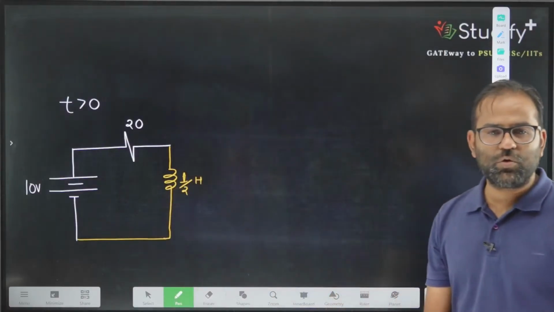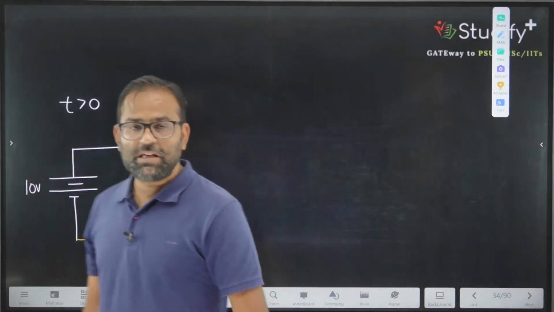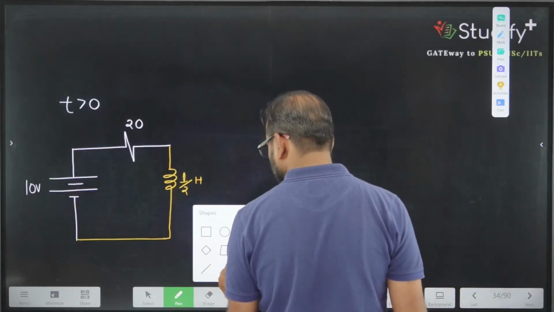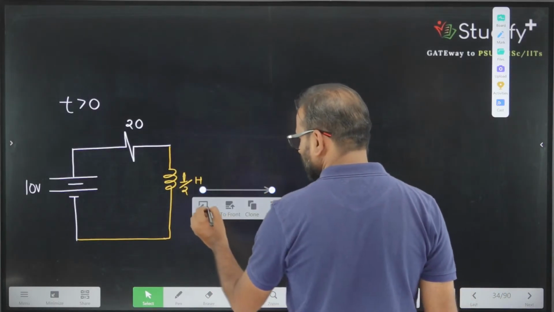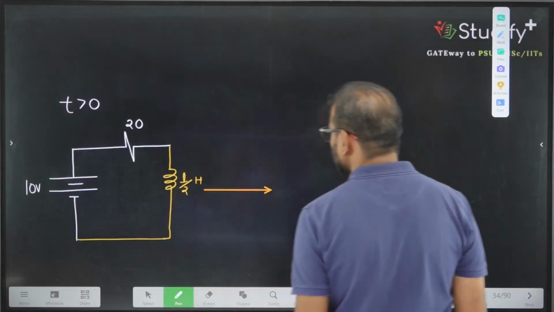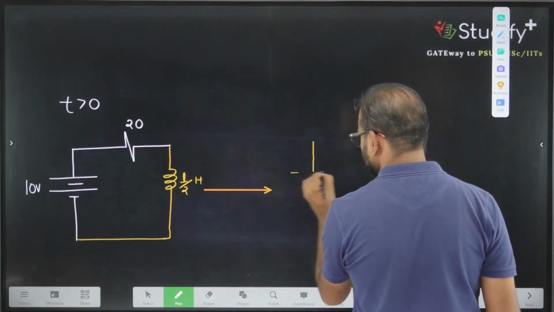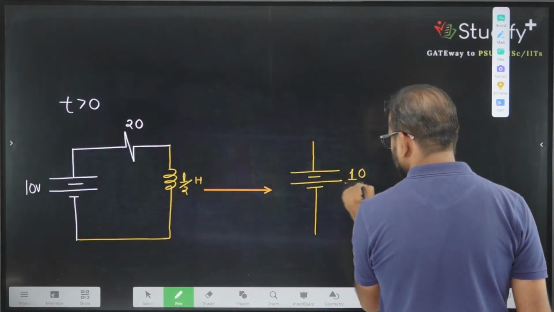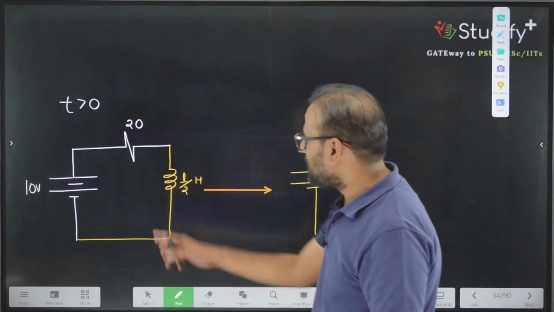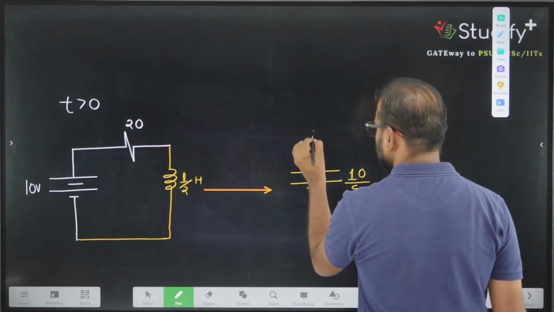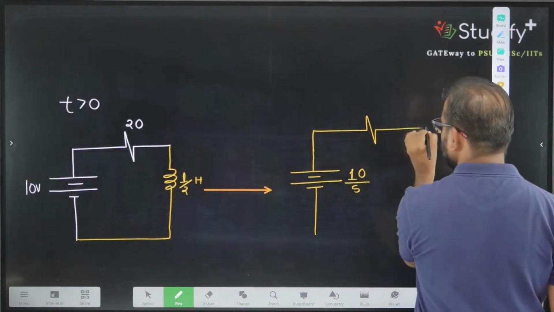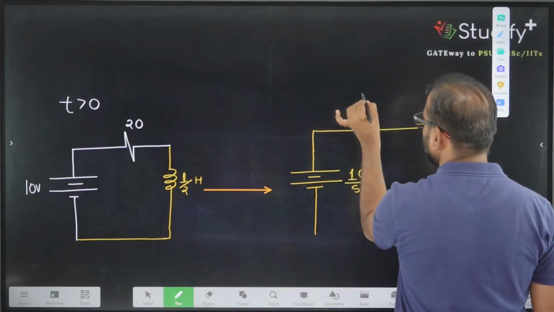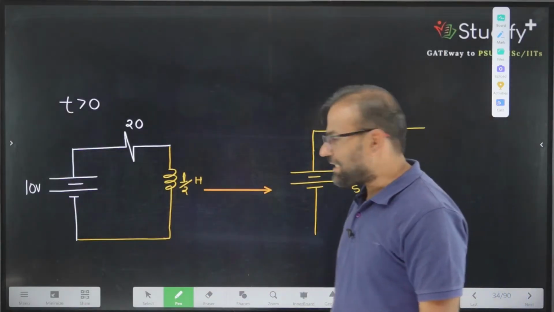Once you know the circuit for t greater than 0, what is the next step? This circuit is available. Let's take the Laplace transform of this circuit. If I take the Laplace transform of the circuit, how will the circuit look? This 10 will be 10 divided by S, correct? What is the value of 20? This is one resistor and it is not dependent on S, so this value will be 20. This value is equivalent to 20 ohm. What is next? Next we have the inductor.